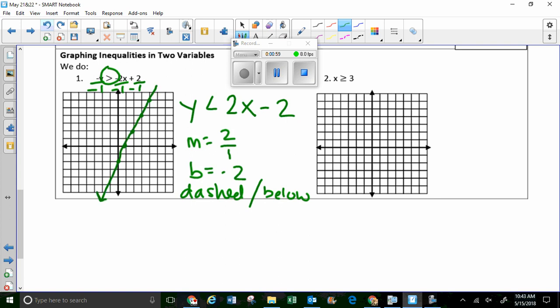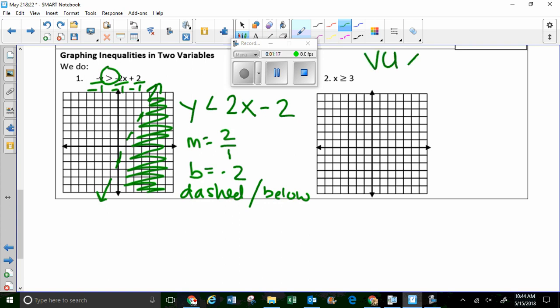And draw that line. And guess what? I forgot to dash it. So I'm going to go ahead and just erase some segments to make it dashed. And then shade below. So there you go. Now number 2 is kind of a special case because it's got no y.